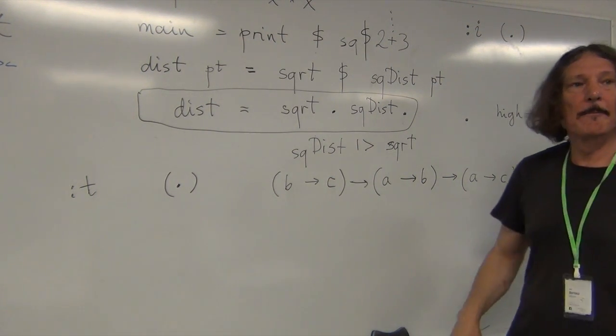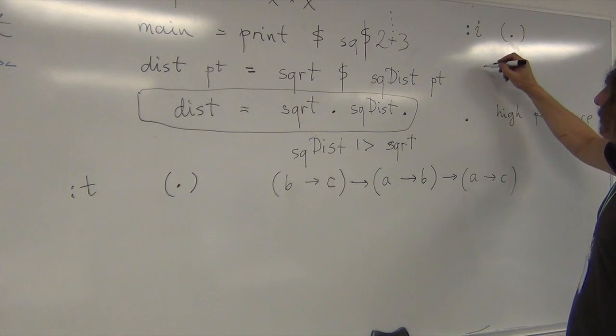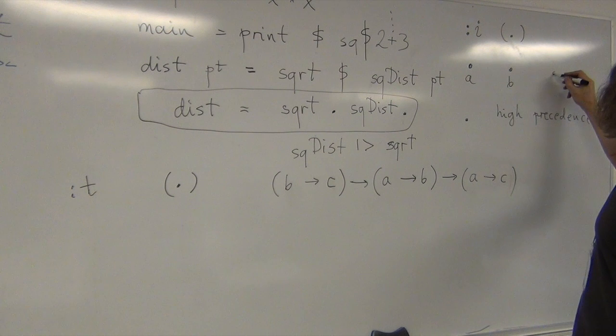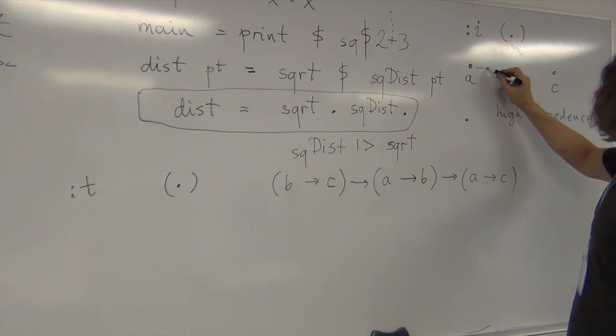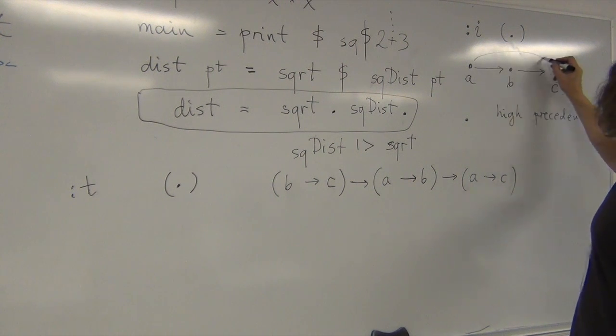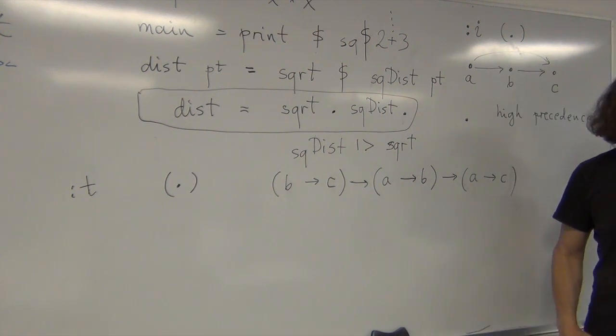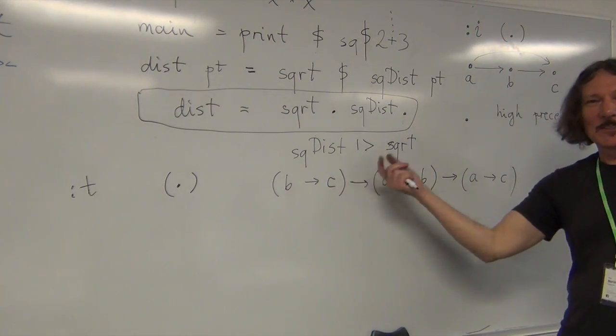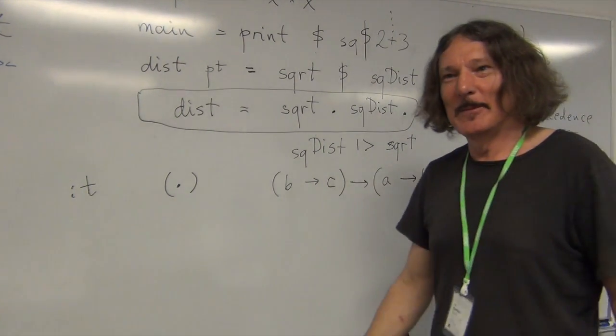Is that correct? Yeah. So a picture is better. This is A, this is B, and this is C. So you have one function from A to B, another function from B to C, and you get a function directly from A to C. That's composition.